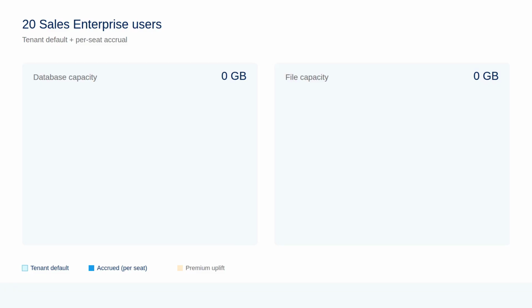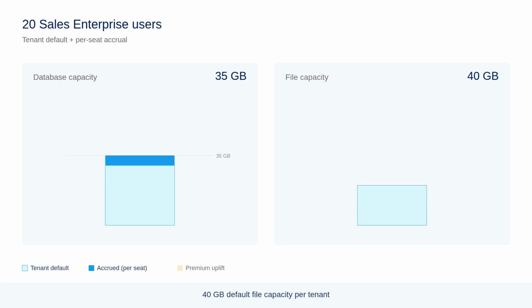Imagine you have 20 users running Dynamics Sales Enterprise. With the Enterprise license defaults, your tenant receives 30 GB of database capacity plus 250 MB that's accrued for each of those 20 seats, which works out at an extra 5 GB, so the total database entitlement is 35 GB. On the file side, the tenant receives 40 GB of default capacity plus 2 GB that's accrued for each Enterprise seat. Across 20 users, that's another 40 GB, doubling the file capacity to 80.